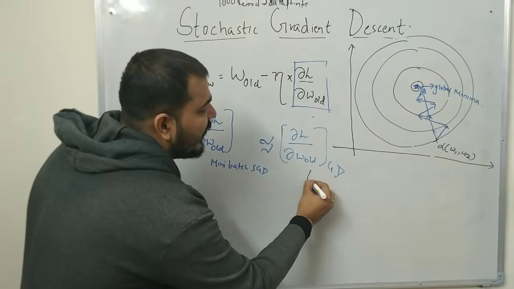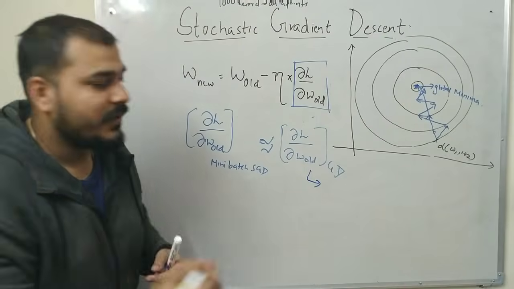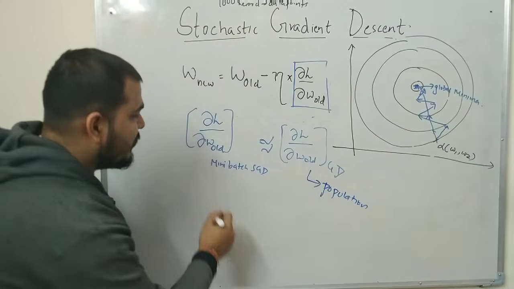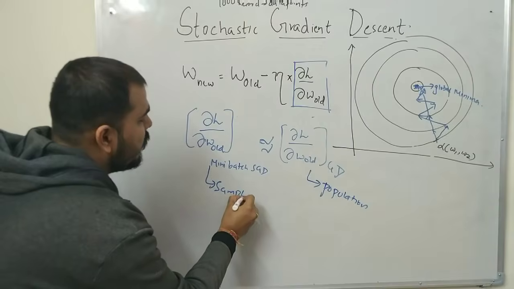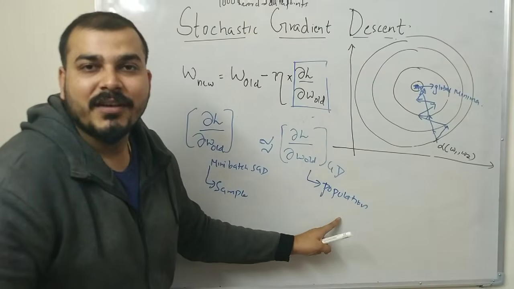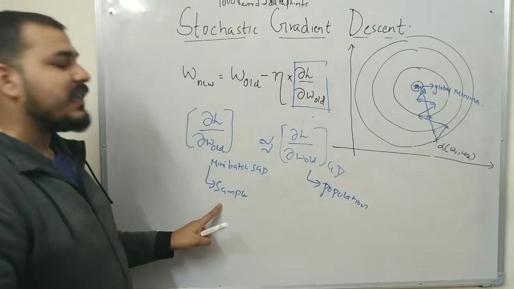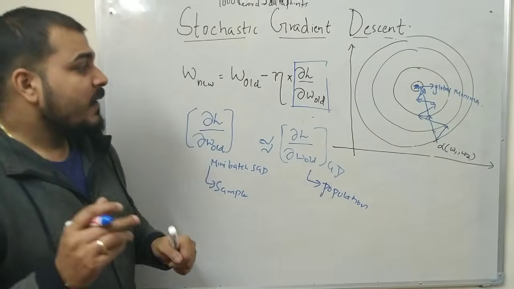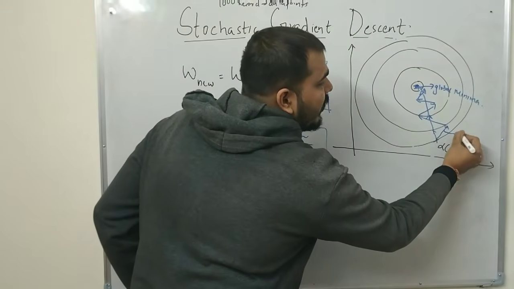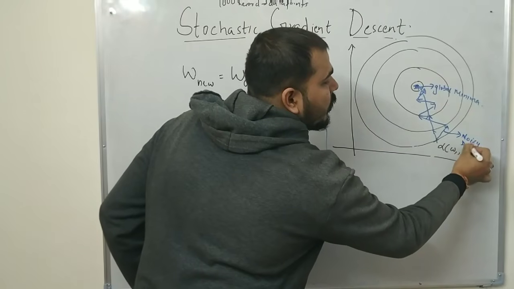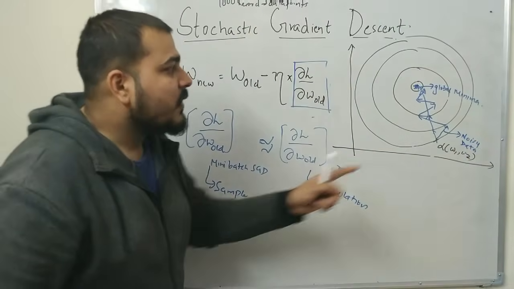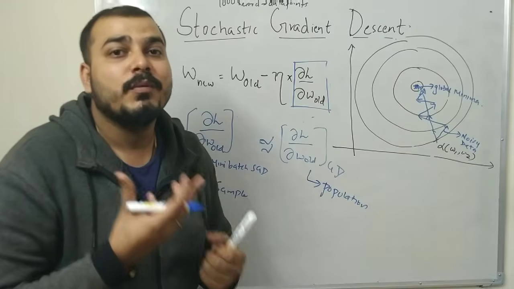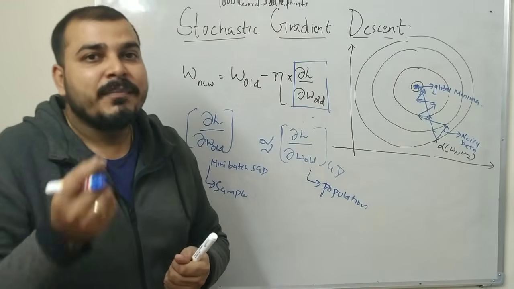Now understand, in statistical terms, this is just like your population, where I'm using all the data points. This is just like a sample. And you know that the mean of a population and the sample mean will be approximately equal. It will not be exactly equal. So this zigzag movement is basically called noise. It is basically called noisy data. Now, in order to remove this noise, there is a concept called stochastic gradient descent with momentum, which I'm going to discuss in my next video.